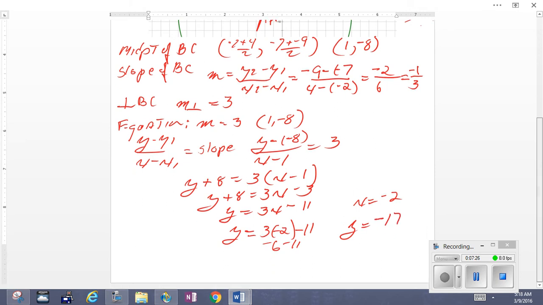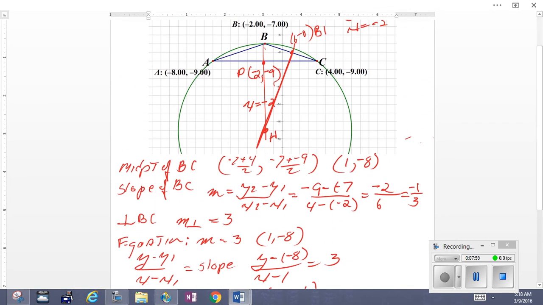Now, what we're after is the equation of the circle, which is x minus h, the quantity squared, so that's x minus the -2, which makes that x plus 2, the quantity squared, plus y minus the -17, which makes that y plus 17, the quantity squared, equals the radius squared. Now, how do we find the radius? Well, take a look at our picture up here. Our center point has now been determined, -2, -17.